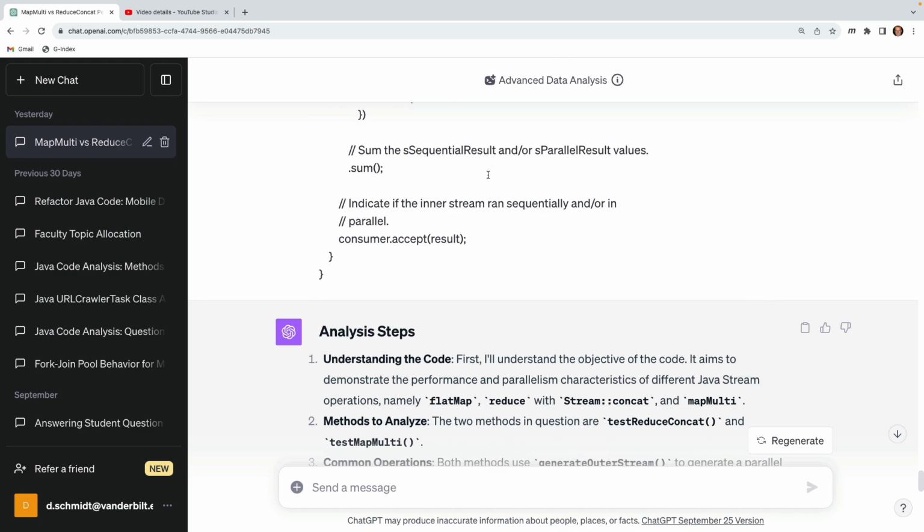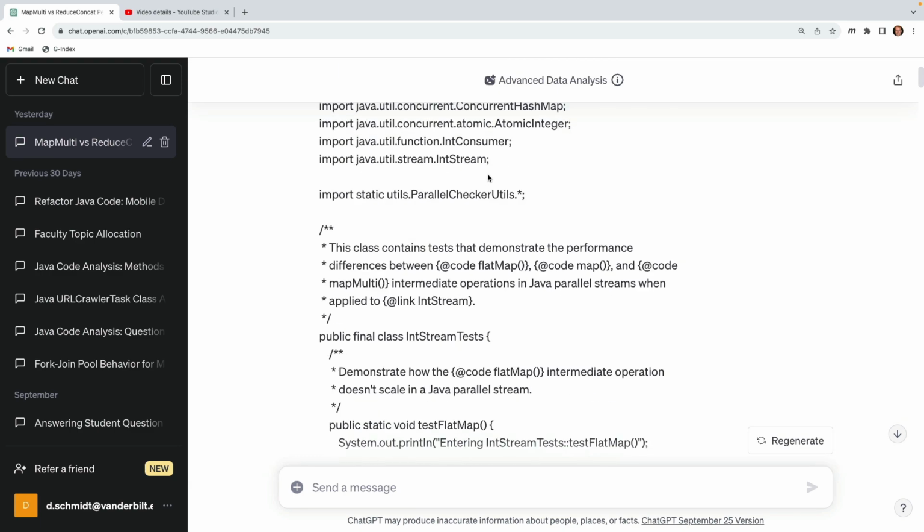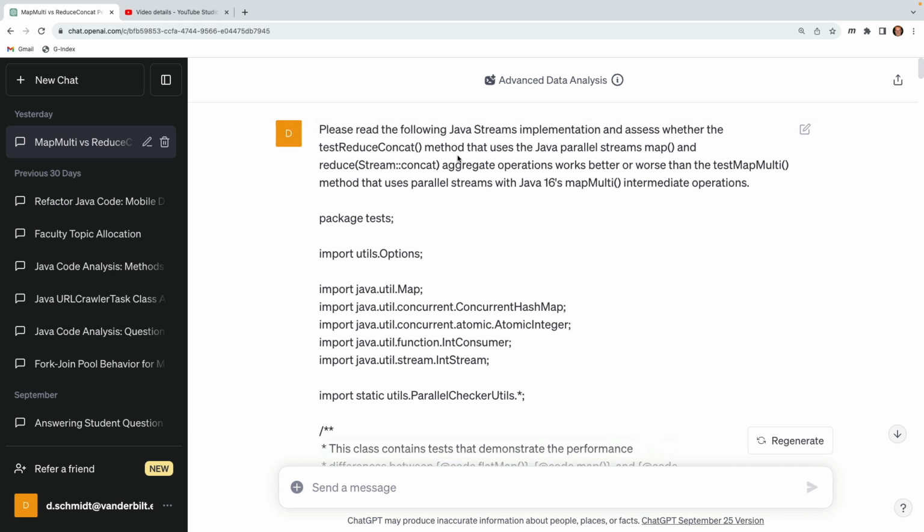Now here's the other interesting thing, which I know because I did it wrong at first. I have two implementations of this code. One of the implementations uses Stream parameterized with Integer, and the other implementation uses IntStream. And the two implementations are slightly different. And when I first gave this prompt to ChatGPT, I gave it the IntStream code. And so there was, in fact, no method called testReducedConcat. So this is absolutely fascinating.